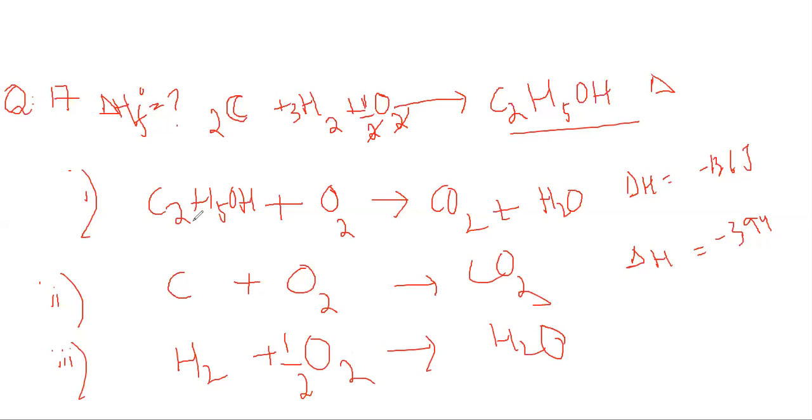Balance the equation number 1. Here you can see 2 carbon atoms. In a product there is just 1. So you have to write here 2. How many hydrogens? 6. So here you can see only 2. So you write here 3.